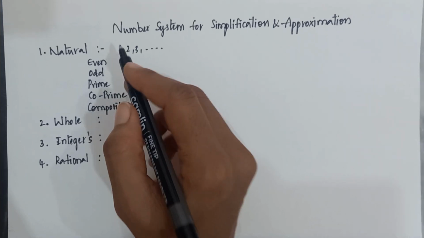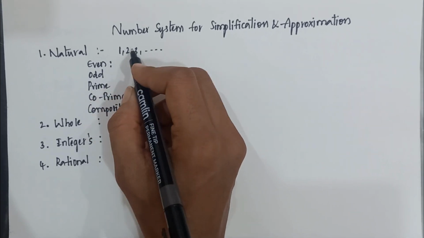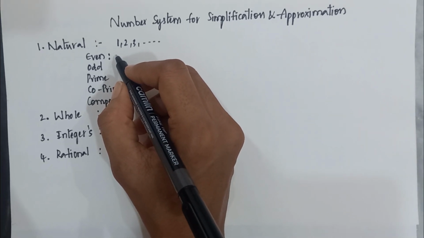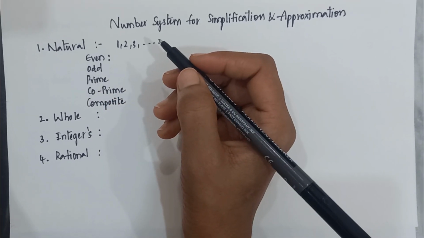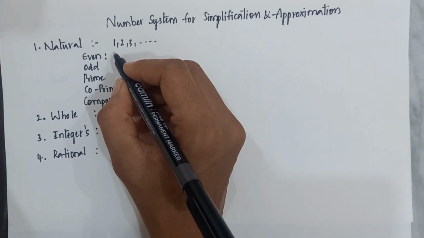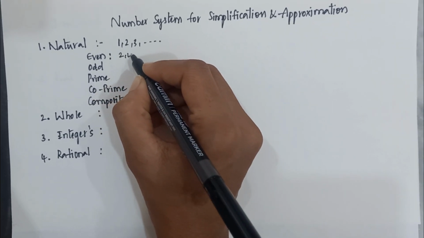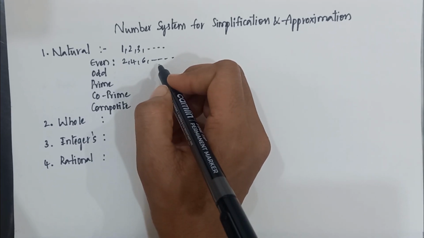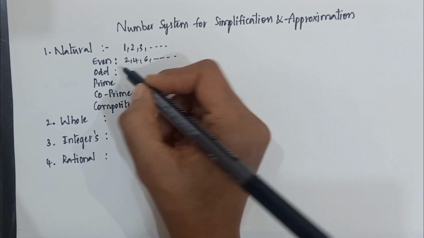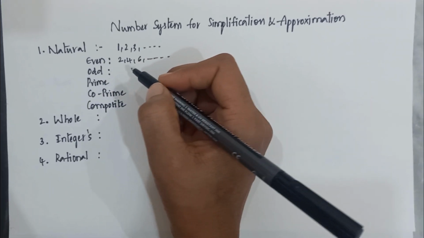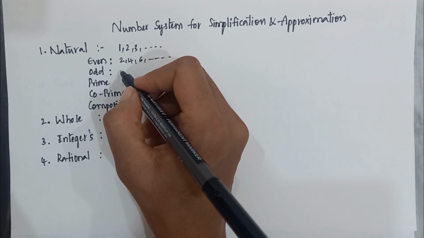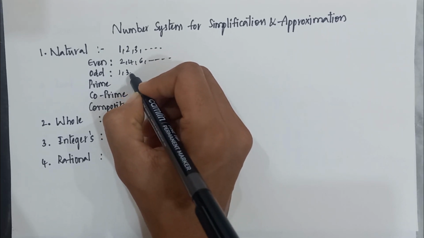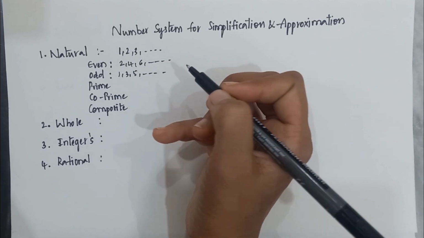So what is even? Even means any natural number which is divisible by 2 and gives a remainder of 0. Numbers like 2, 4, 6 are divisible by 2 and give a remainder 0. And what is an odd number? An odd number is a number which, when divided by 2, gives a remainder of 1. Those are odd numbers, like 1, 3, 5. It gives a remainder of 1.